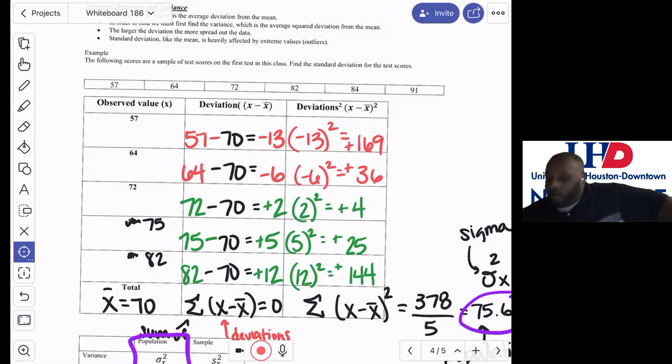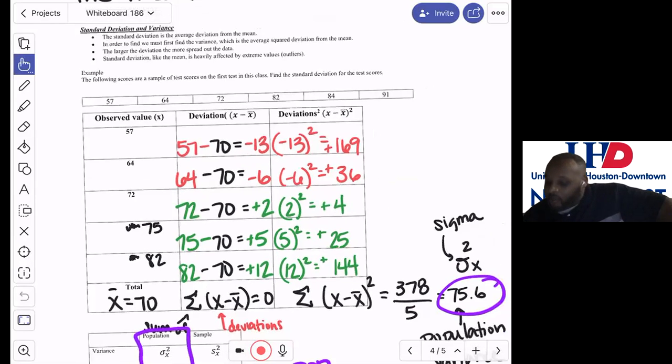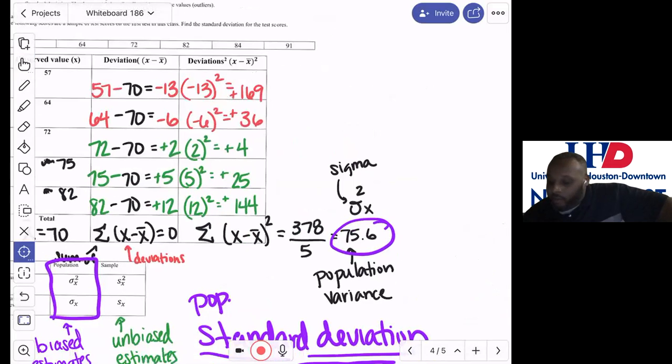Now, once we did this, we added all these up. Now we can add up all the squared deviations. These are the squared deviations because you squared these numbers and you got all these deviations squared now. Take that and divide it by the total. That value that we got right here was called a variance. It's called the variance, and it's the average squared deviation from the mean.